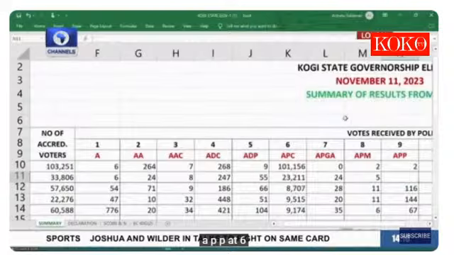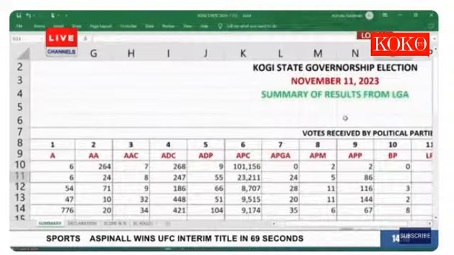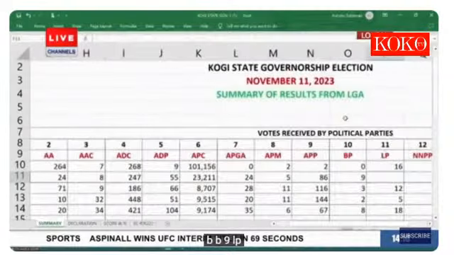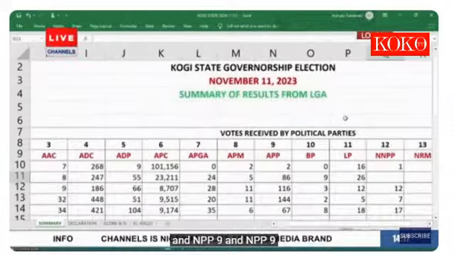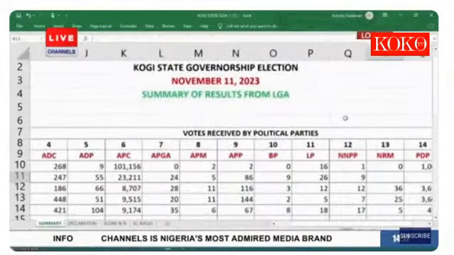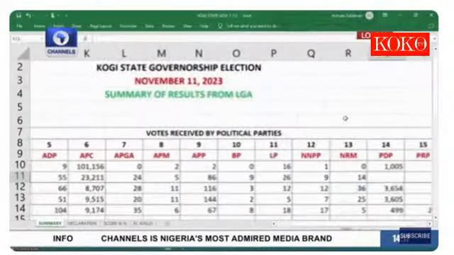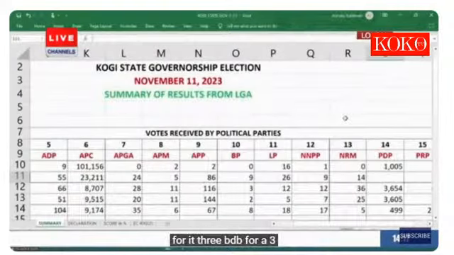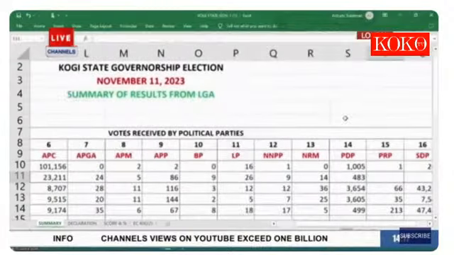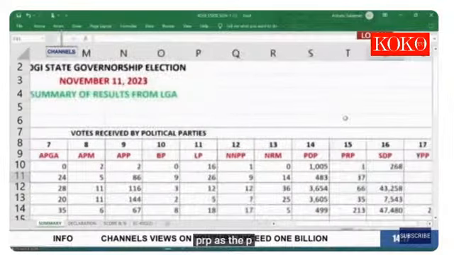APP, 86. BP, 9. LP, 26. NNPP, 9. NRM, 14. PDP, 483. PRP, 37.